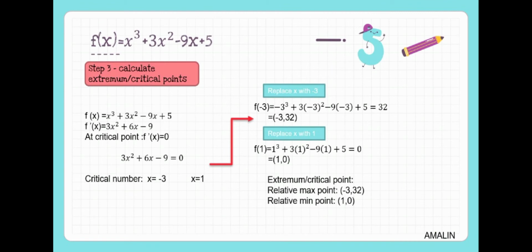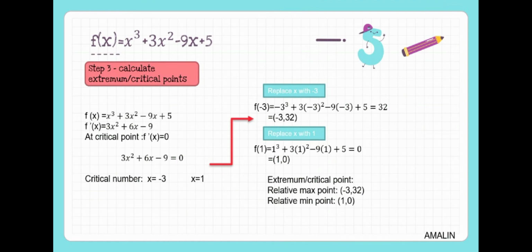Step 3. Calculate extremum or critical points. To calculate critical points, we should differentiate the function f(x) = x³ + 3x² - 9x + 5, and f'(x) = 3x² + 6x - 9. And at critical points, f'(x) = 0. We use 3x² + 6x - 9 = 0. The critical numbers are x = -3 and x = 1.